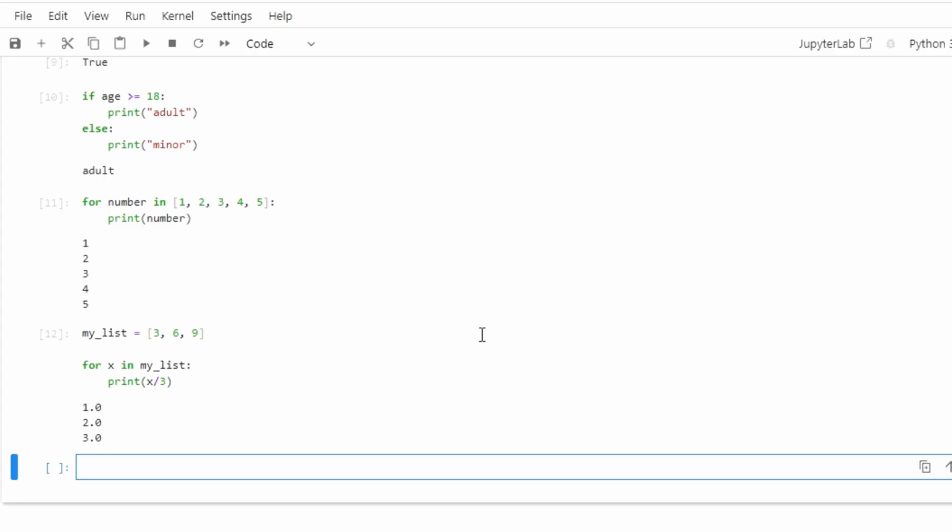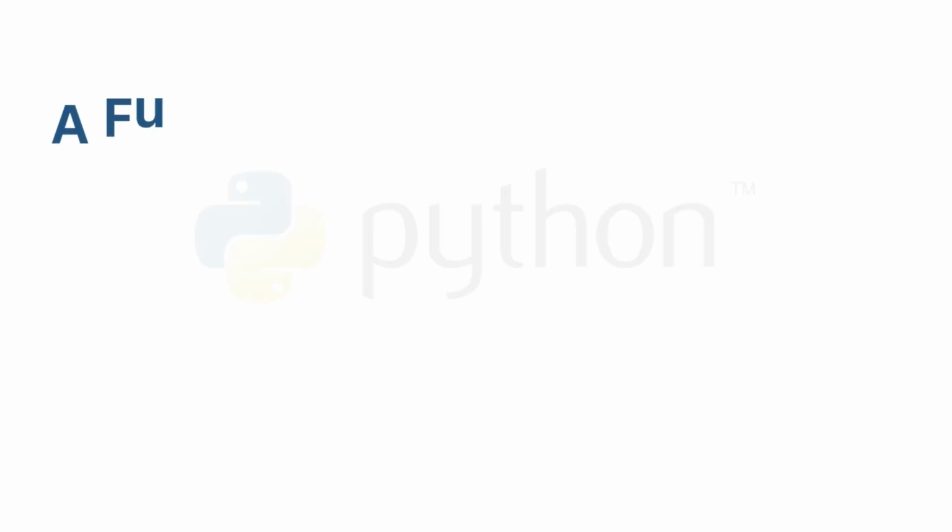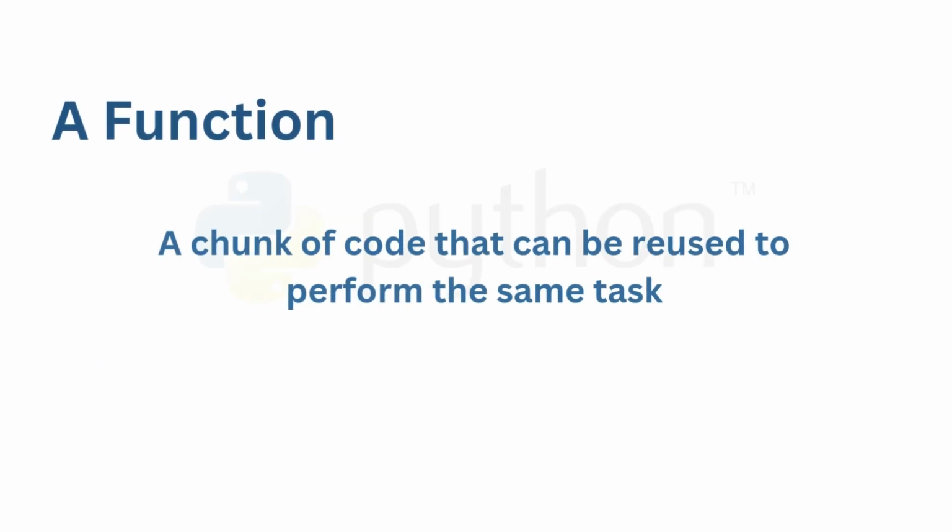Now let's return to the conditional statement we wrote. If age is greater than or equal to 18, print adult. Otherwise, print minor. What if we want to repeat that same action for many different age values? We can write a function. A function is a chunk of code that can be reused to perform the same task.